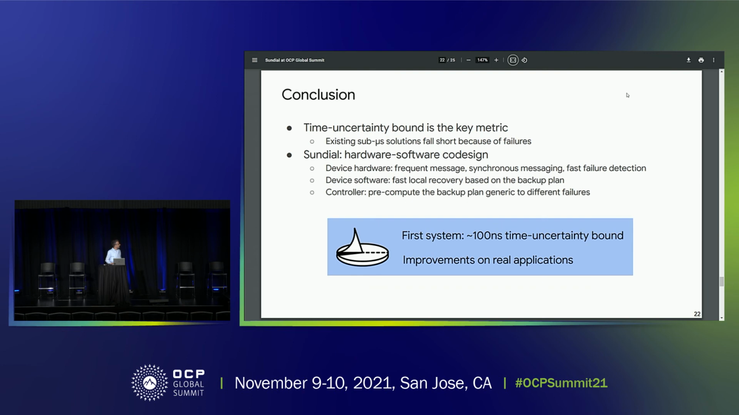So to conclude, we have built Sundial to enhance PTP with fault tolerance. And with that, we built the first system that provides around 100 nanosecond level time uncertainty bound. And we show improvements for many real applications. Next slide, please.